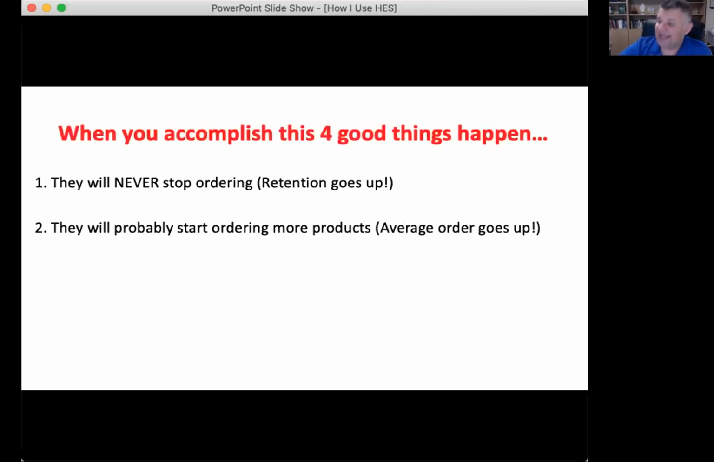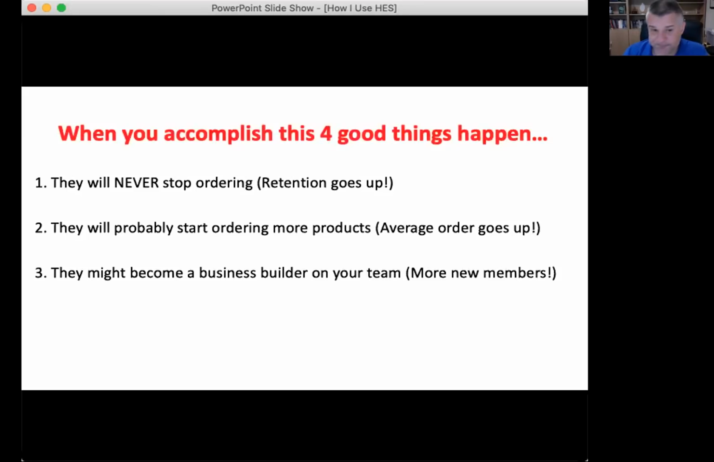Okay, so when they retake these health evaluations, they see, well, oh, I'm going to add that to my thing. Oh, maybe I should buy this pet product too. Oh, maybe I should try this Good Herbs product. So you're going to start seeing their average order go up. If the average order goes up, what did I say happens in the beginning of this training? Your volume goes up. Okay? So we got retention to go up. We got volume to go up.